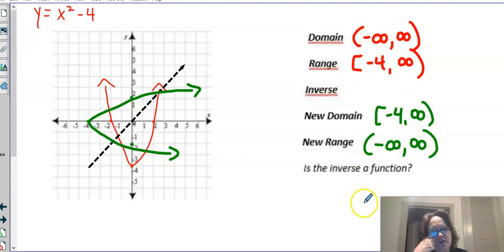Is the inverse a function? Well, the original one wouldn't have passed a horizontal line test, and the inverse doesn't pass a vertical line test. The answer is no, it is not a function.